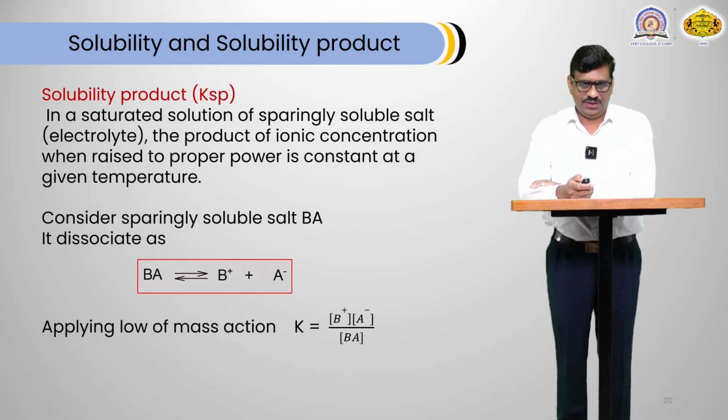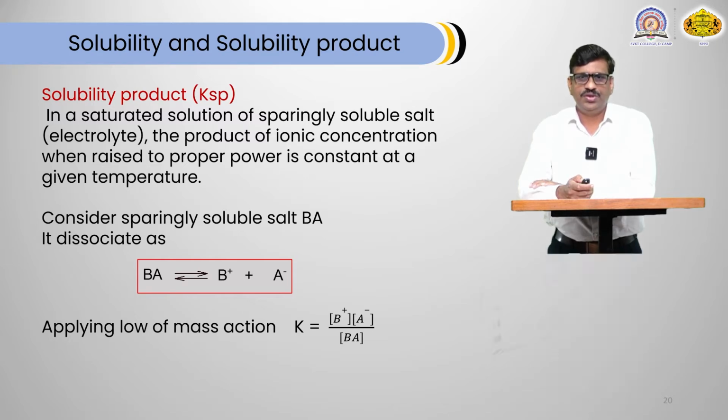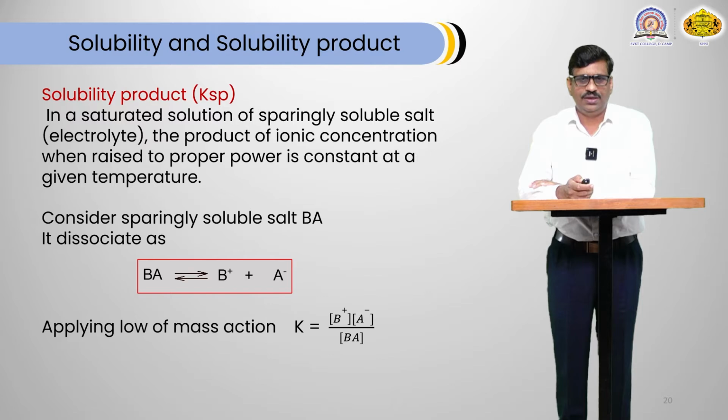Now solubility product. In a saturated solution of a sparingly soluble salt or electrolyte, the product of the ionic concentrations, when raised to the proper power, is constant at a given temperature. It is called the solubility product and it is denoted by Ksp.